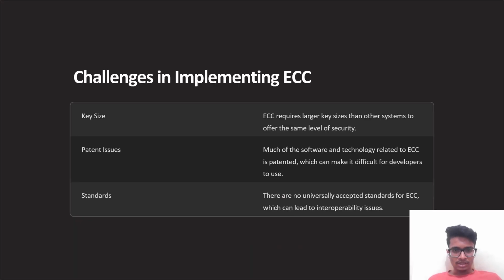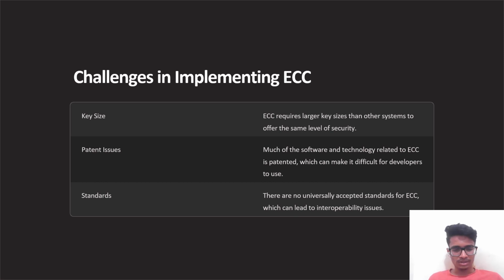Then we have challenges in implementing ECC. There will be some challenges in implementing a system. First, the key size: ECC requires a larger key size than the other systems to offer the same level of security. Then patent issues: much of the related software and technology is patented, which makes it difficult for developers to use it. So this is another challenge.